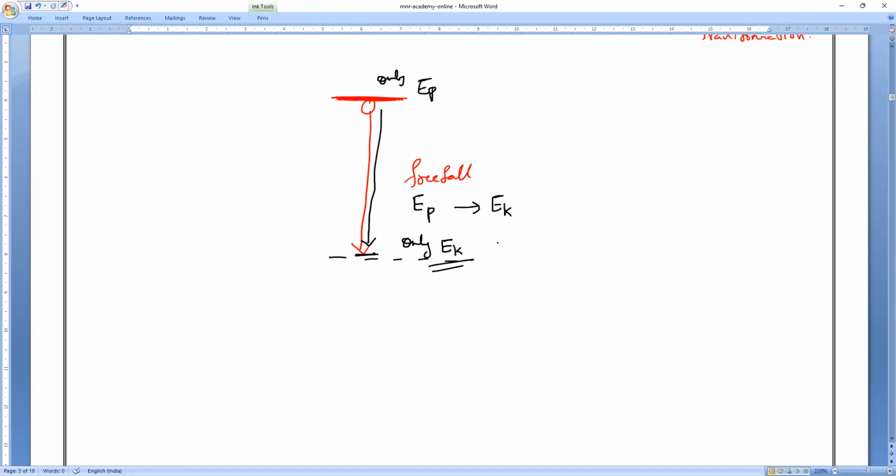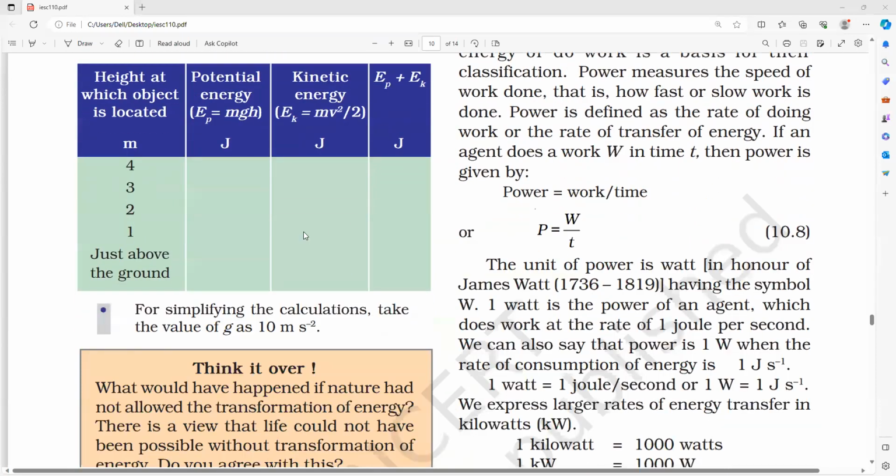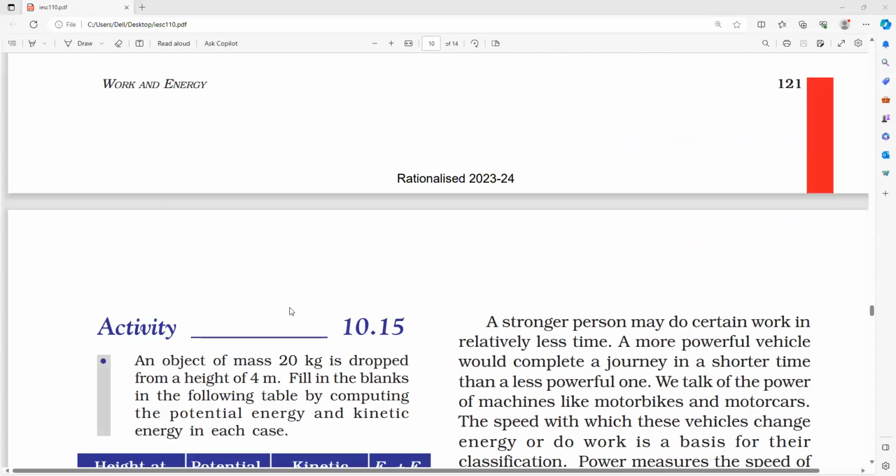That is called the law of conservation of energy. Now we are going to see how the law of conservation of energy applies to a freely falling body, as we have taken free fall. There is an example in our NCERT textbook, activity 10.5, on the law of conservation of energy for a freely falling body.